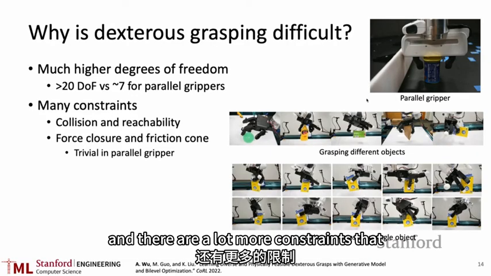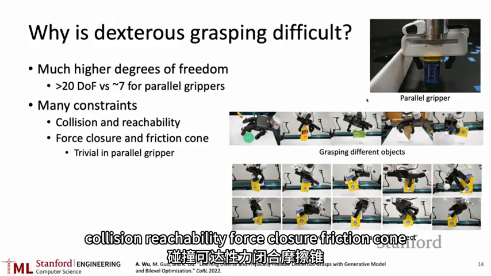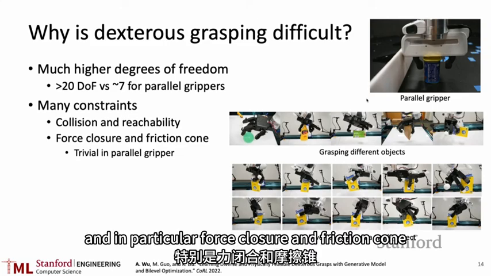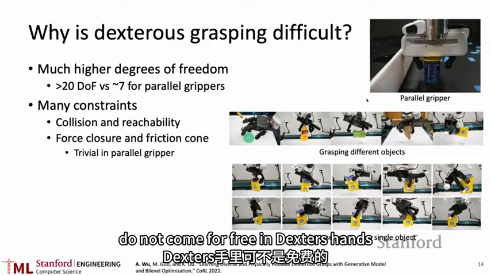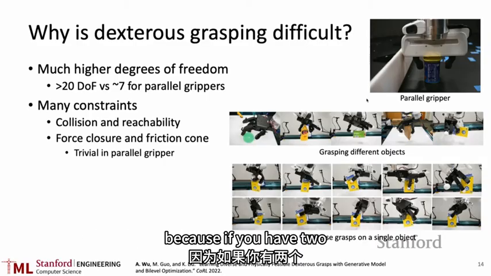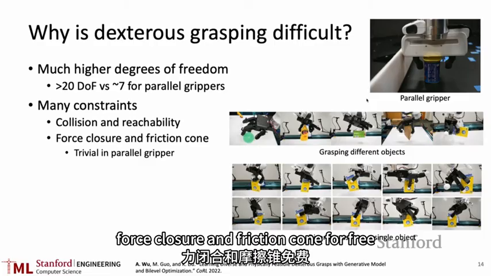And there are a lot more constraints that occur in dexterous grasping. Collision, reachability, force closure, friction cone, they all show up. In particular, force closure and friction cone do not come for free in dexterous hands, whereas they're pretty trivial in a parallel gripper, because if you have two grippers just closing in on each other, then you kind of get force closure and friction cone for free.